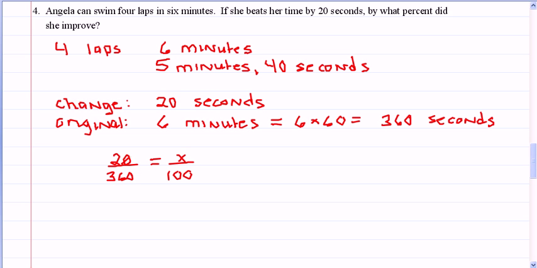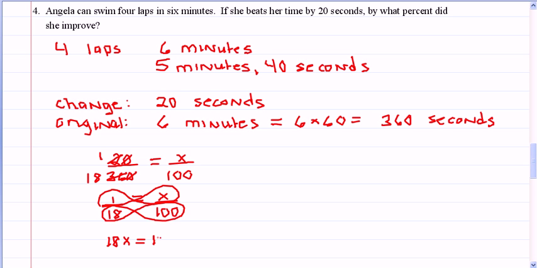And before I cross multiply, I'll cancel the zeros, and then 2 and 36 reduce to 1 and 18. So I have 1 over 18 equals x over 100. Now I'm ready to cross multiply. I get 18x. 1 times 100 is 100. And I divide both sides by 18.